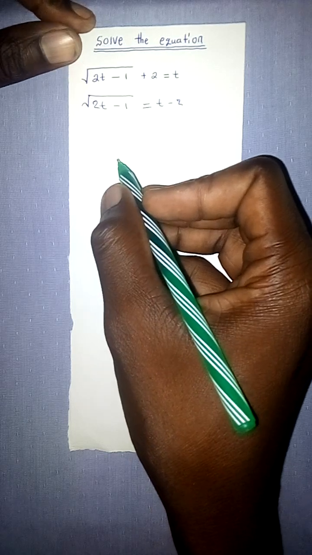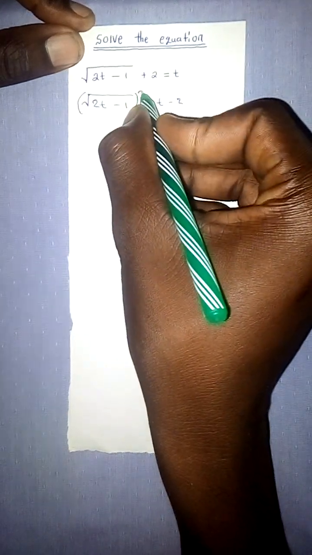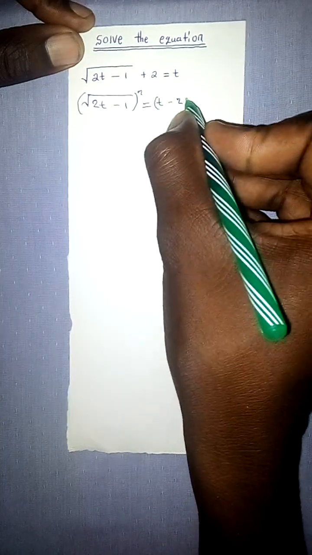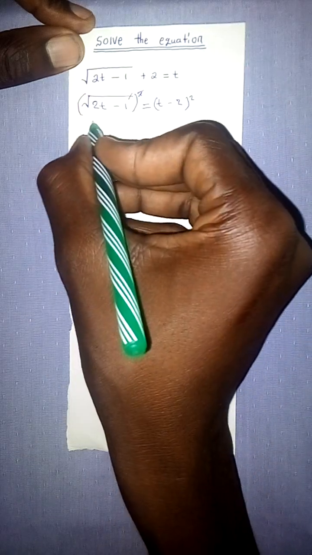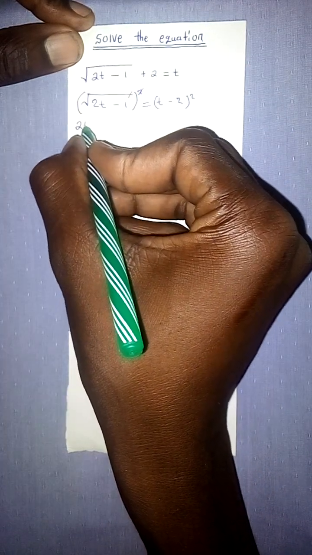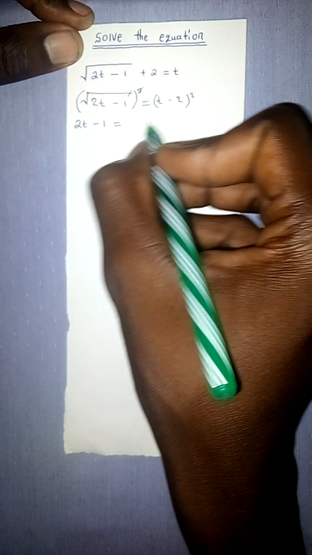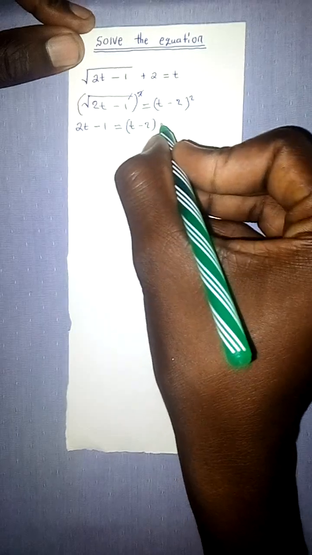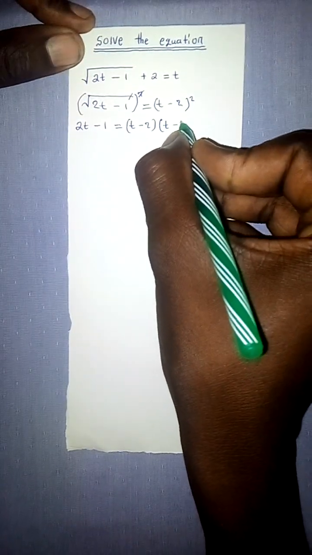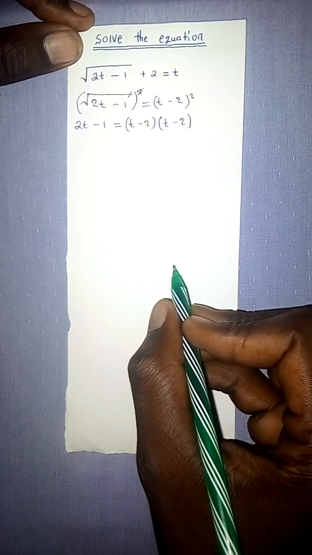Yes. What's next? We get rid of the square root. How do we get rid of the square root? By simply raising it to the power 2, meaning that even this side will be raised to the power 2. So this cancels out with this. Therefore, we'll remain with 2t minus 1 being equal to, well, we know that this is the same as t minus 2 multiplied by t minus 2, right? Yes.